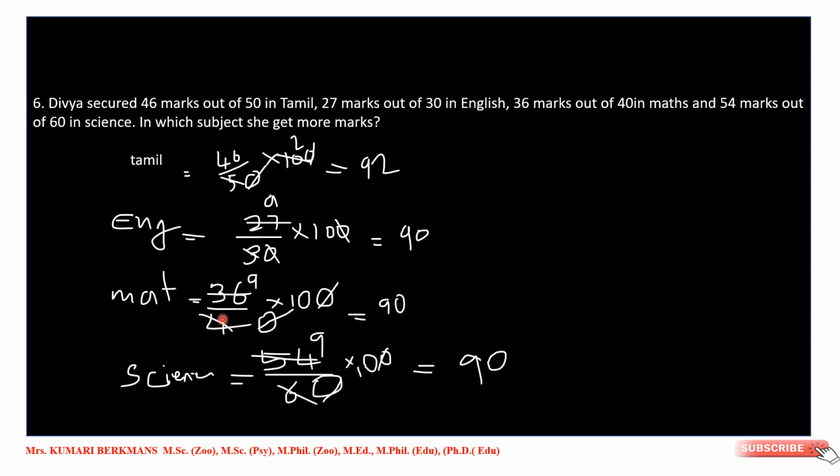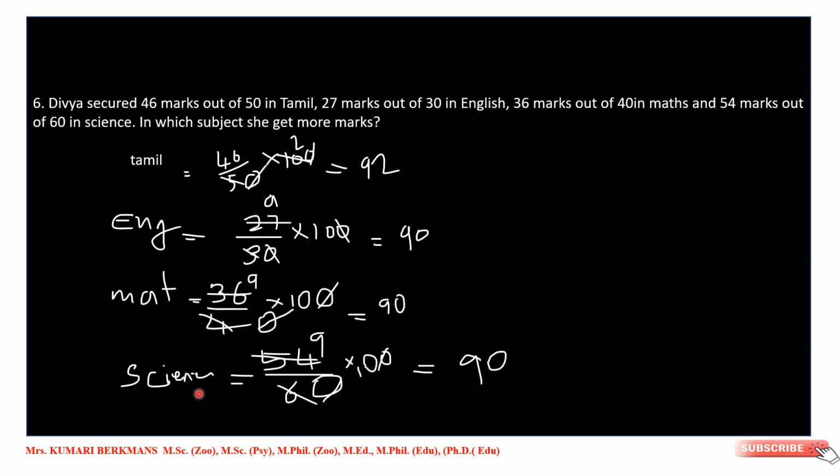Coming to maths, here she got 36 out of 40. So we write 36 by 40 into 100. So 10 we strike it, and this 4 we can strike off with this 36. So 4 nines are 36. So 9 here, 9 into 10, it is 90%. She got 90% in maths.